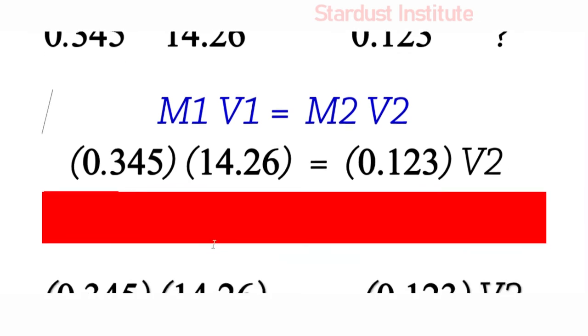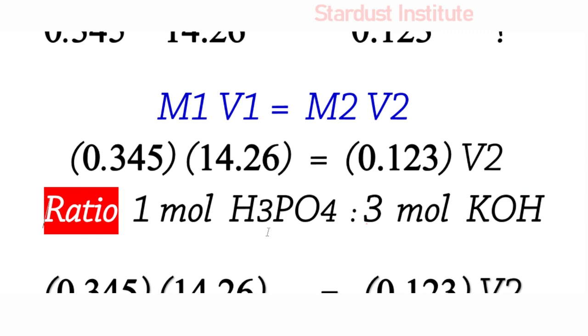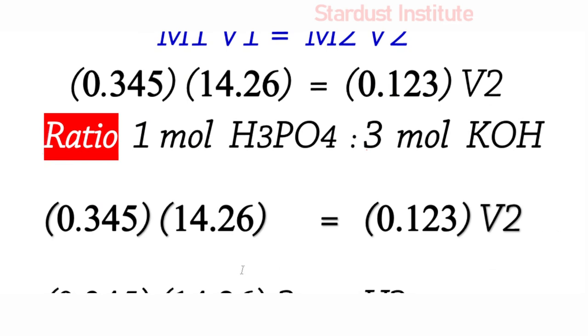Ratio is very important, because we know to react with 1 mole of phosphoric acid, 3 moles of KOH are required. Therefore, we have to multiply phosphoric acid side of this equation by 3. I have written this line here again: 0.345 times 14.26 equals 0.123 times V2. We have to multiply phosphoric acid side of this equation by 3.